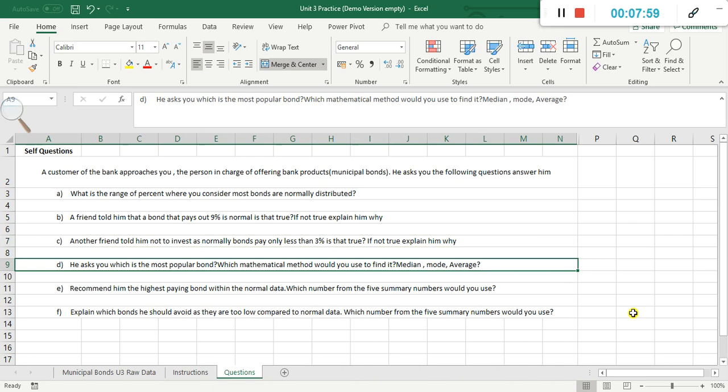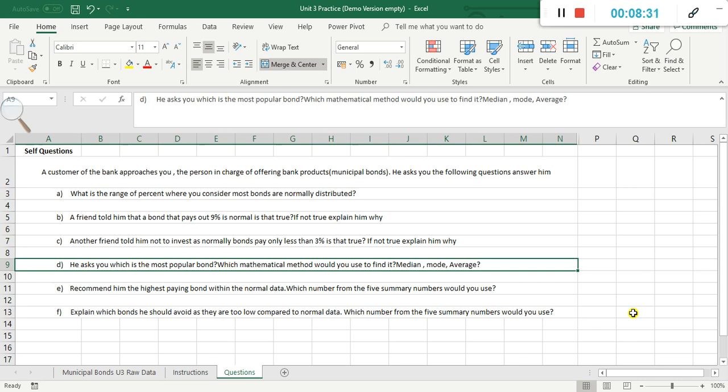Okay, anyways, then he asks you which is the most popular bond. Which mathematical method would you use to find it? Would you use the median, the mode, or the average? In this case, remember, mode is the value that repeats the most. Then we have the median, which is the middle value, and then we have the average of all those bonds. Remember, popularity might be based on which one repeats the most. I almost gave you the answer. Thank you so much. You can thank me on Kakao Talk.